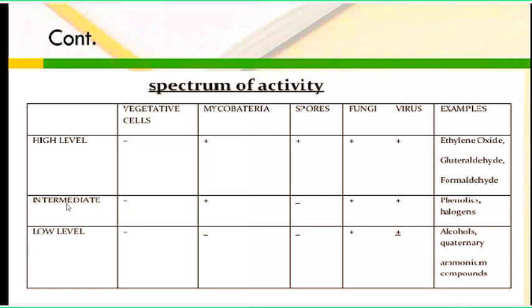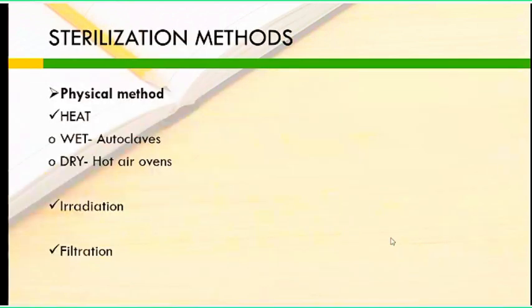Then you have the intermediate classification, which has no effect on vegetative cells, but has effect on mycobacteria, no effect on spores, but has effect on fungi and viruses. Examples include halogens, phenolics. Then the low-level classification has no effect on vegetative cells, but has effect on fungi and has variable effect on viruses. Examples include ammonium compounds, alcohol.